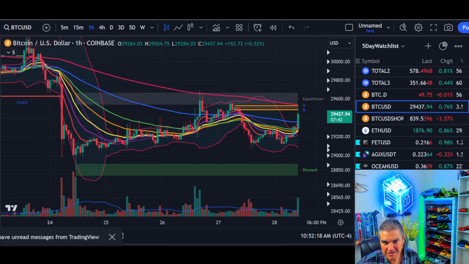Bitcoin update on the lower time frames, then we'll zoom out to the higher time frames, all the levels to watch for to the upside and the downside, bullish and bearish scenarios. That's what we do here.